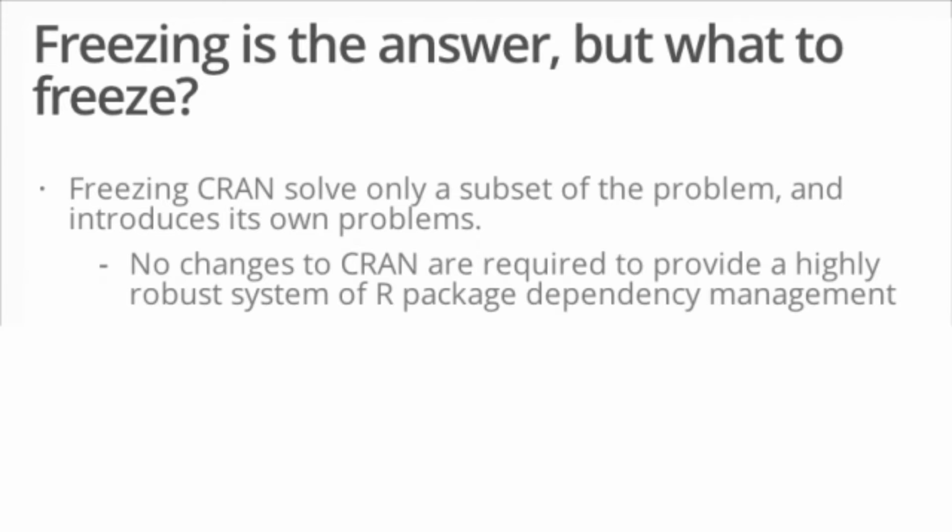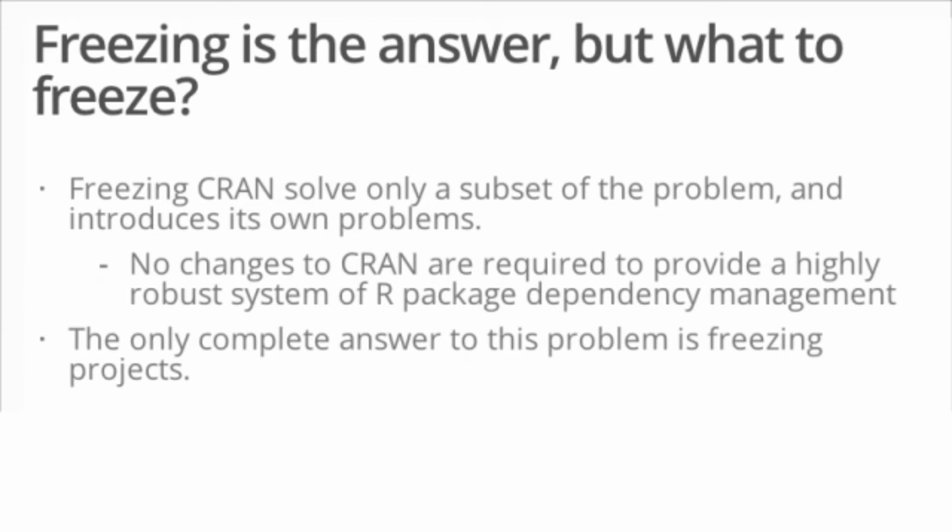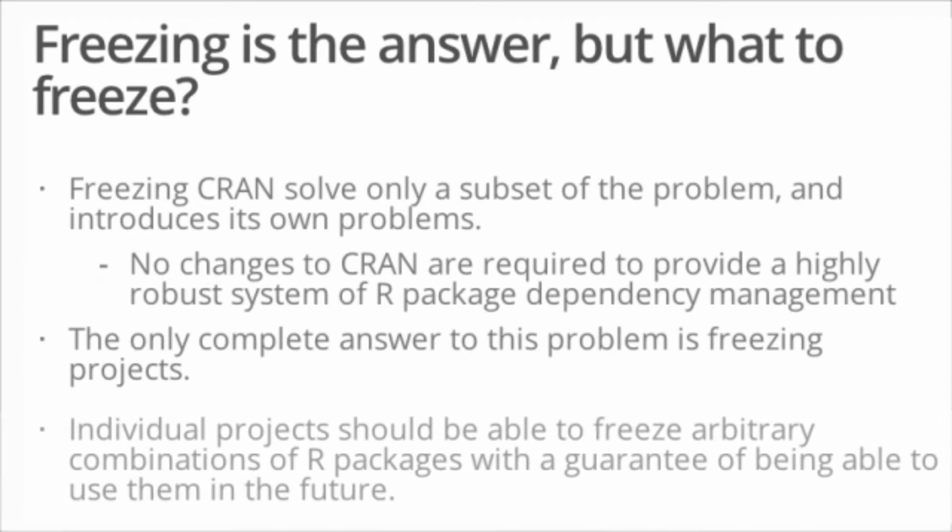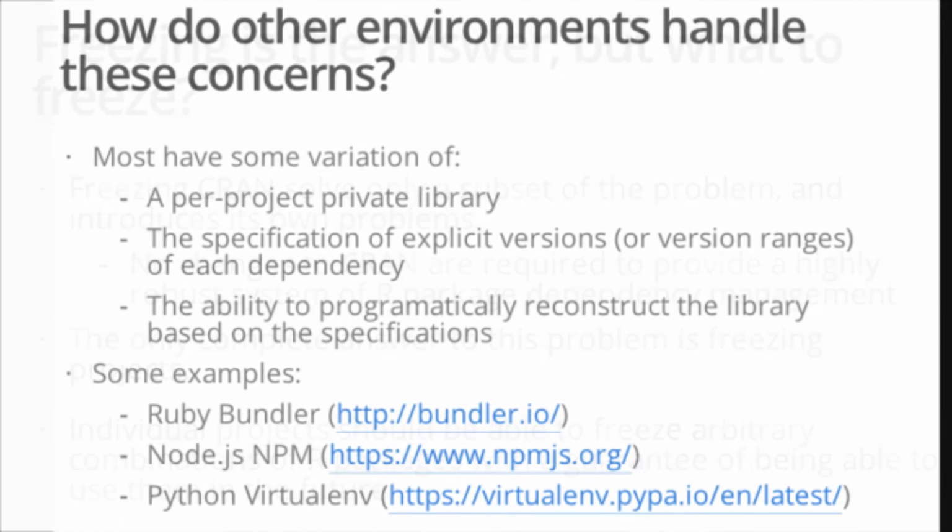And I think freezing CRAN will solve a subset of the problem, and introduce other problems. I think what we really need to think about is freezing projects. It's saying, I got a project working, I got a script running or a knitr document rendering, and I've sourced my packages from all over the place. A package author might have even sent me a tarball and said, oh, here's a fixed version, and I've got that in there. I want to make sure that still runs. So projects need to be able to freeze arbitrary combinations of packages with a guarantee that they can use them in the future. And I think the good news is this is actually a solved problem.